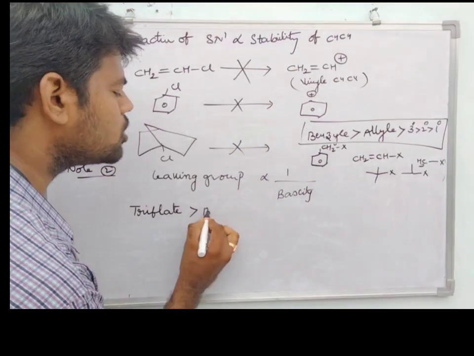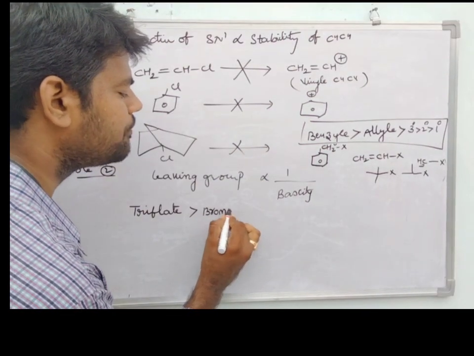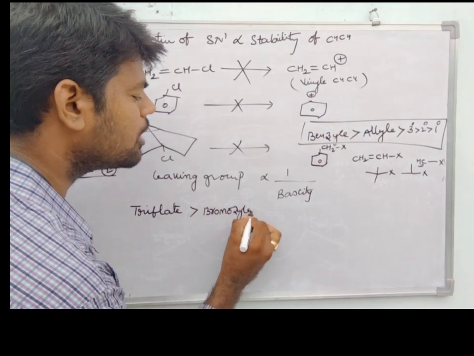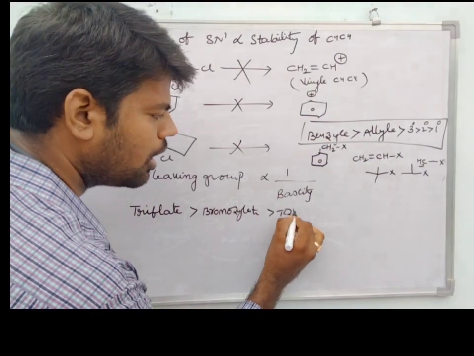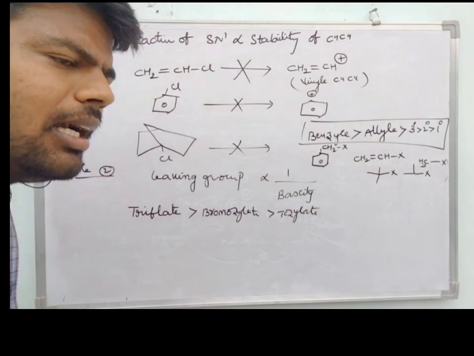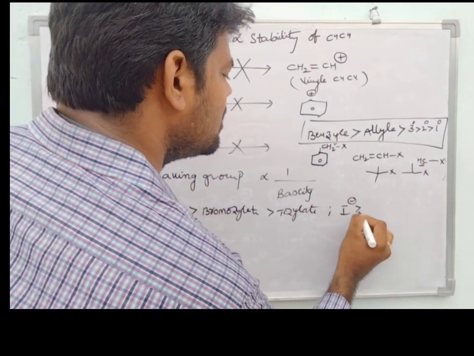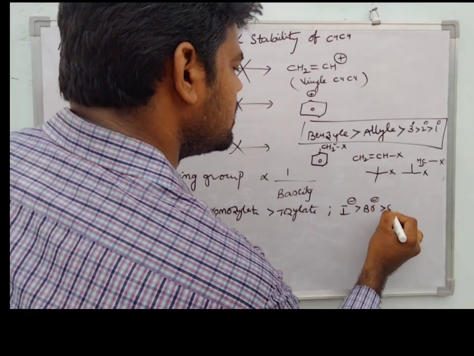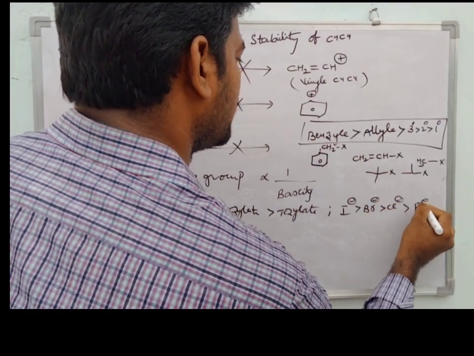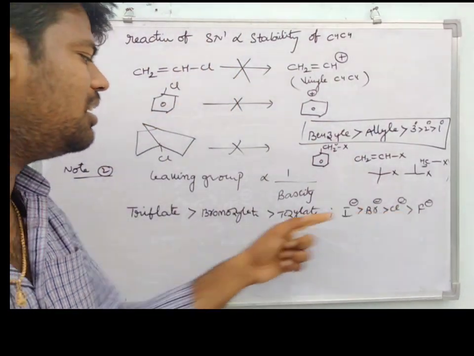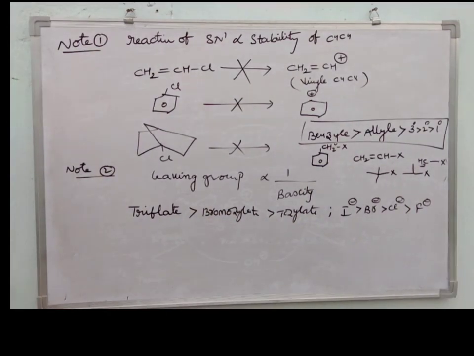Later it becomes brosylate, and later tosylate, which act as powerful leaving groups. But in alkyl halides, most probably I minus, Br minus, Cl minus, and as well as F minus. This is repeatedly asked, and these are also some of the important topics.